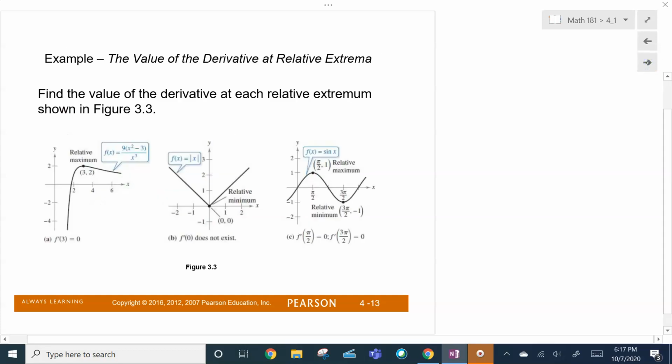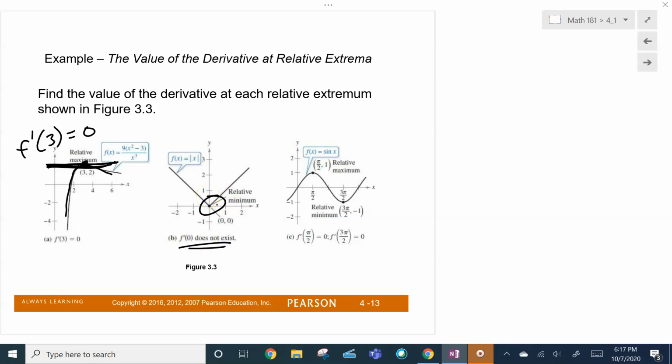All right, so find the value of the derivative at each relative maximum. Can you see how we've got this function here? It's nice and smooth, and right here at this max, can you see the horizontal tangent? I'm not going to take the derivative and do the calculus right now because we're going to do some later with examples, but that derivative, f prime at 3, is 0. Now right here, we've got a sharp point. F prime does not exist there. F prime at pi halves is 0. And notice at the relative minimum, f prime at 3 pi halves is 0.